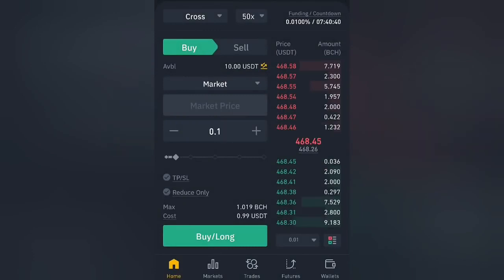As you can see, it will cost me just 0.99 to open this position. The reason why this is so is because as you are increasing your leverage, it will cost you less to open a position. I'm going to show you one more thing later in this video, but first let us put in an order, a buy order.